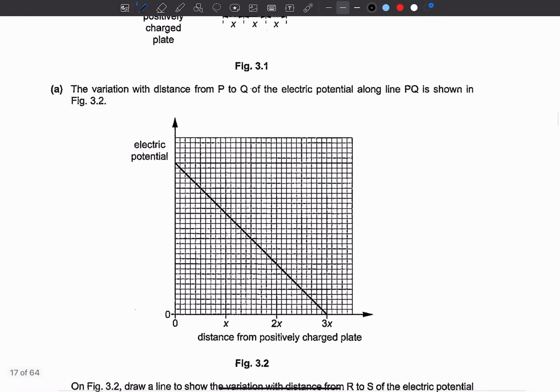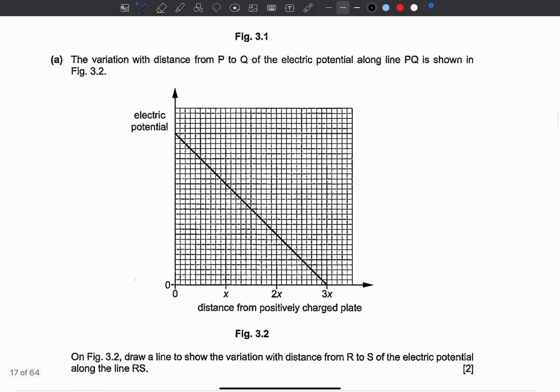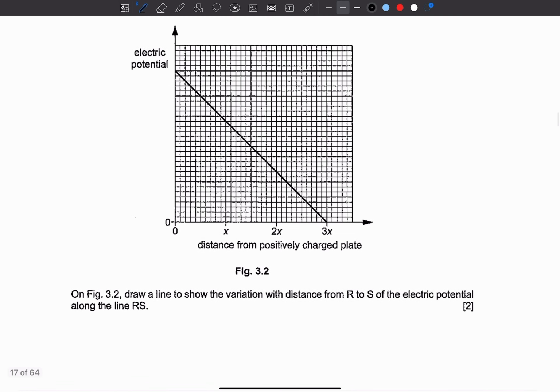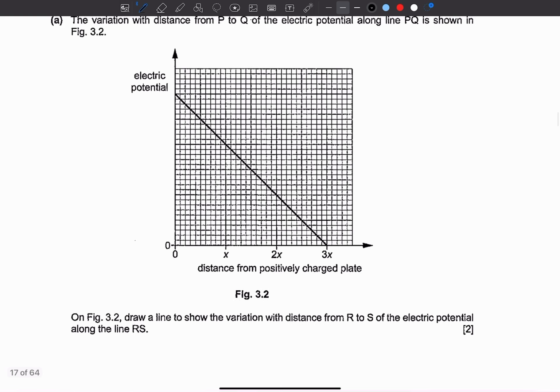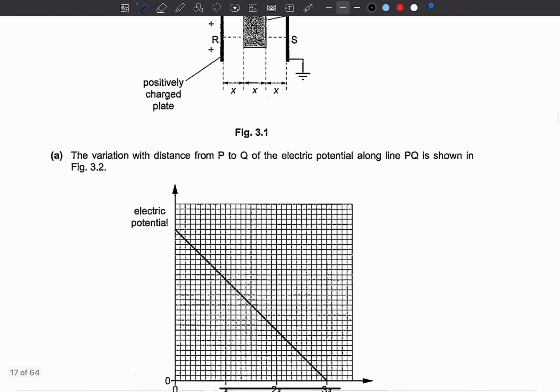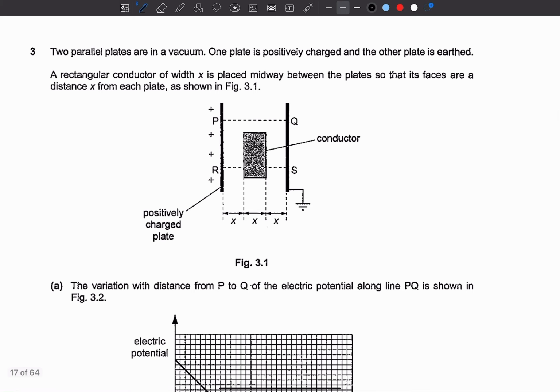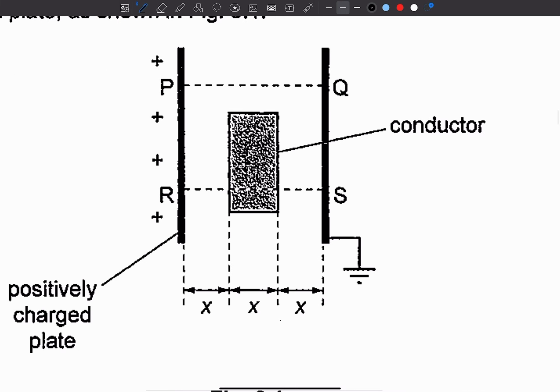Okay. The variation with distance from P to Q of the electrical potential along line PQ is shown in figure 3.2. There's a constant gradient that is going downwards. Alright. On figure 3.2, draw a line to show the variation with distance from R to S of the electrical potential along line RS. So if we're looking at RS here, you can see that the E field strength goes this way, so it passes through the conductor.